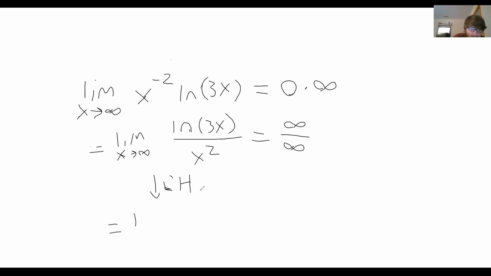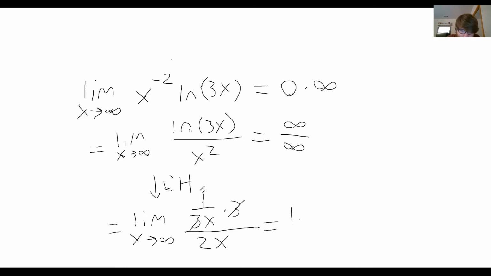So we have that this is equal to the limit as x approaches infinity. The derivative of the top is going to be just 1 over 3x times the derivative of the inside. So this is chain rule, right? So we're multiplying by the derivative of 3x, which is just 3. You get that these 3's cancel. And then the derivative of the bottom, x squared, we know is just 2x. So we have 1 over x over 2x. This is the same thing as the limit as x approaches infinity of 1 over 2x squared.